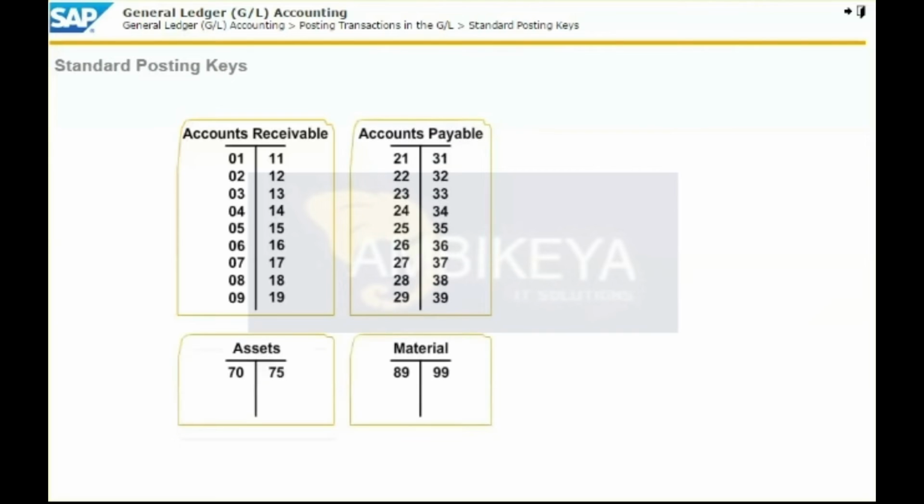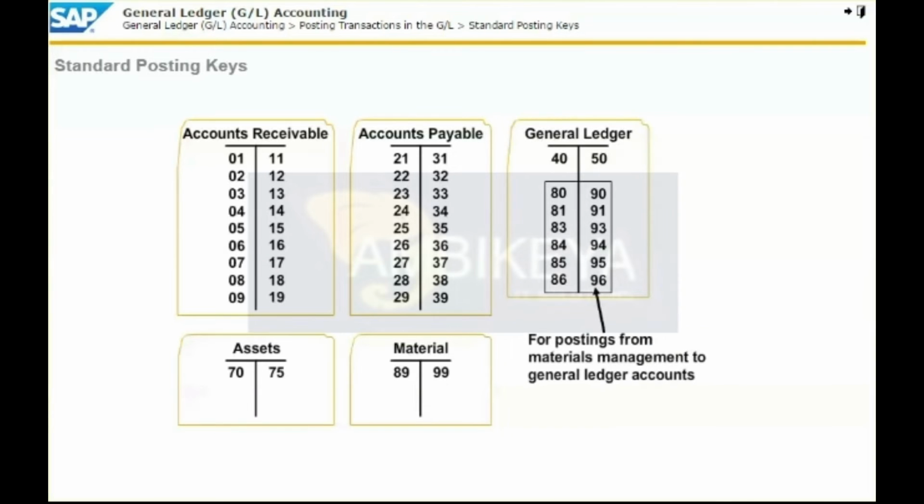In the SAP system, there are a large number of standard posting keys. Each posting key is used for posting either a debit or a credit to one account type. For postings in the general ledger, you need only two posting keys. Posting key 40 for debit items, posting key 50 for credit items.